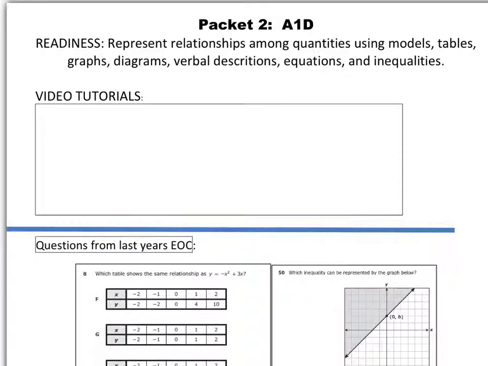Okay, Packet 2, standards A1D. It's a readiness standard. You're being asked to represent relationships among quantities using models, tables, graphs, diagrams, verbal descriptions, equations, and inequalities. So this has got a lot in it.